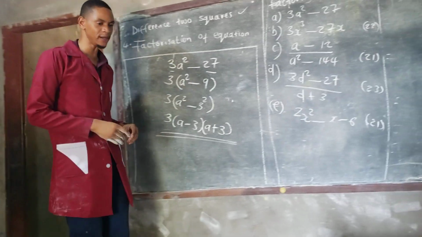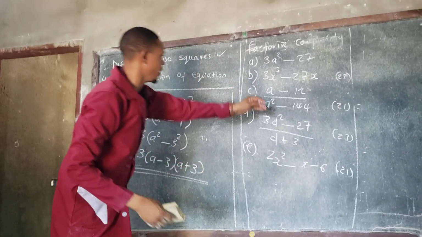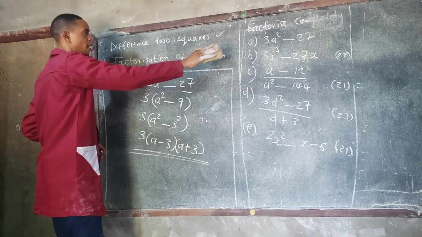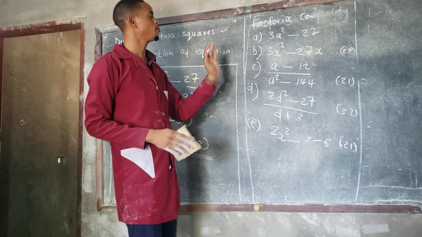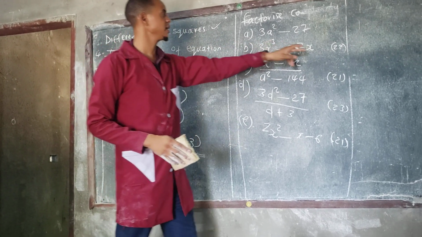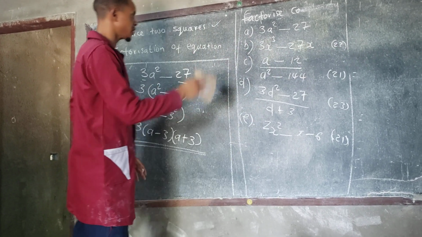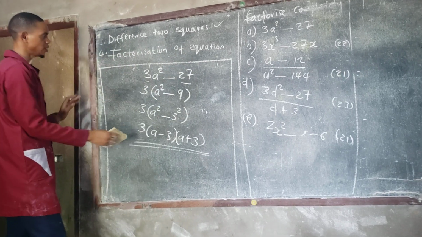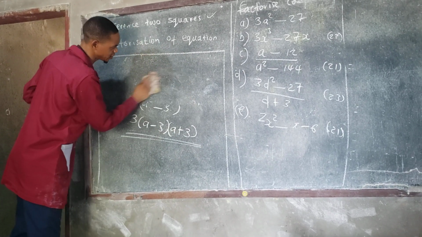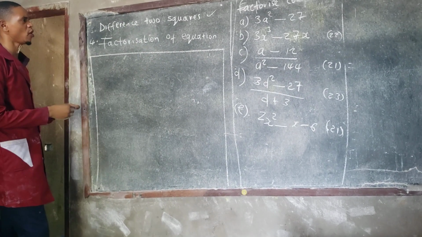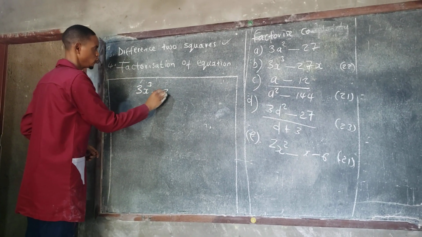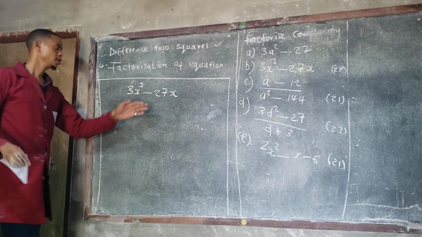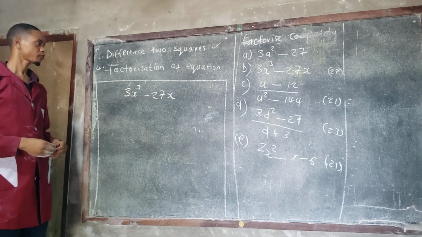The next one, on my right side, is 3a cubed minus 27x. And this one came in 2023. It's a question that came in Paper 1, 2023. So I can erase this one and give you the other one, that is 3x cubed minus 27x. A question that came in 2023.